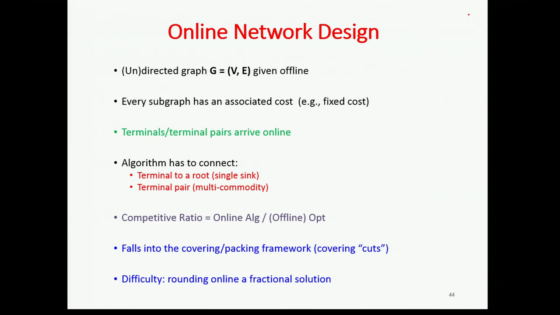In the online version, the terminals appear one by one and we want to connect them to the root through a tree which is not much more expensive. The ratio between the online tree and the optimal Steiner tree is bounded. That's the competitive factor. This problem falls into the covering-packing framework, and fractionally we know how to solve it with a logarithmic factor, as well as many more problems in this framework.